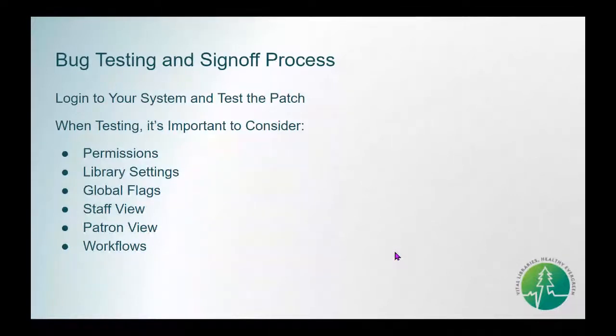So when you test patches, you really want to test them. You need to consider permissions, library settings, global flags, what the staff sees, what patrons see, and different workflows. If it's a simple bug like this column is labeled wrong, that's a really easy thing to test. But just keep in mind that there can be a lot involved in testing.